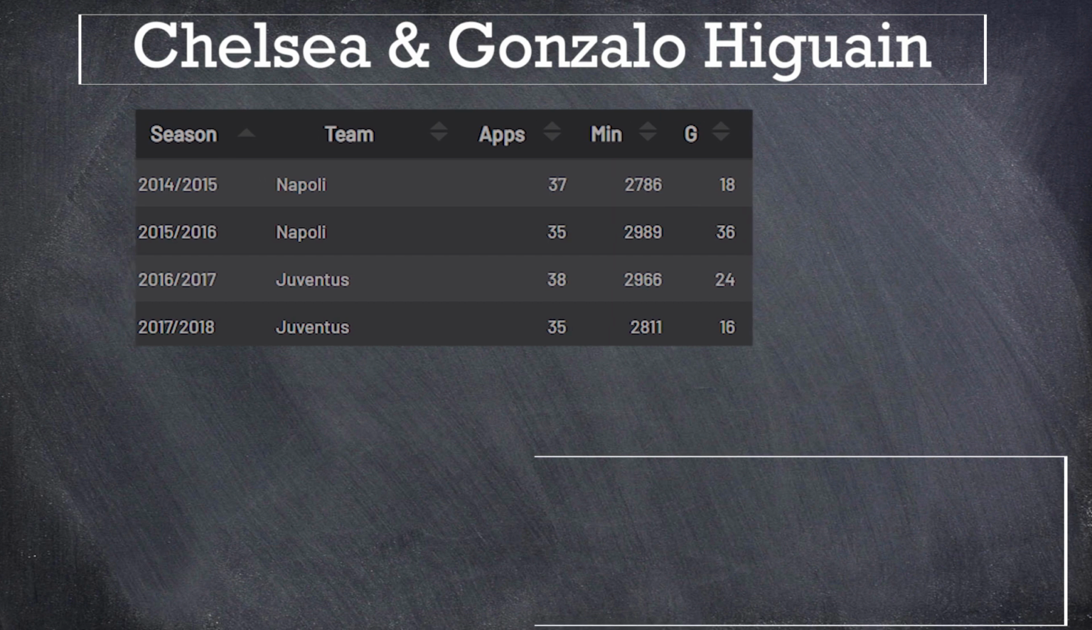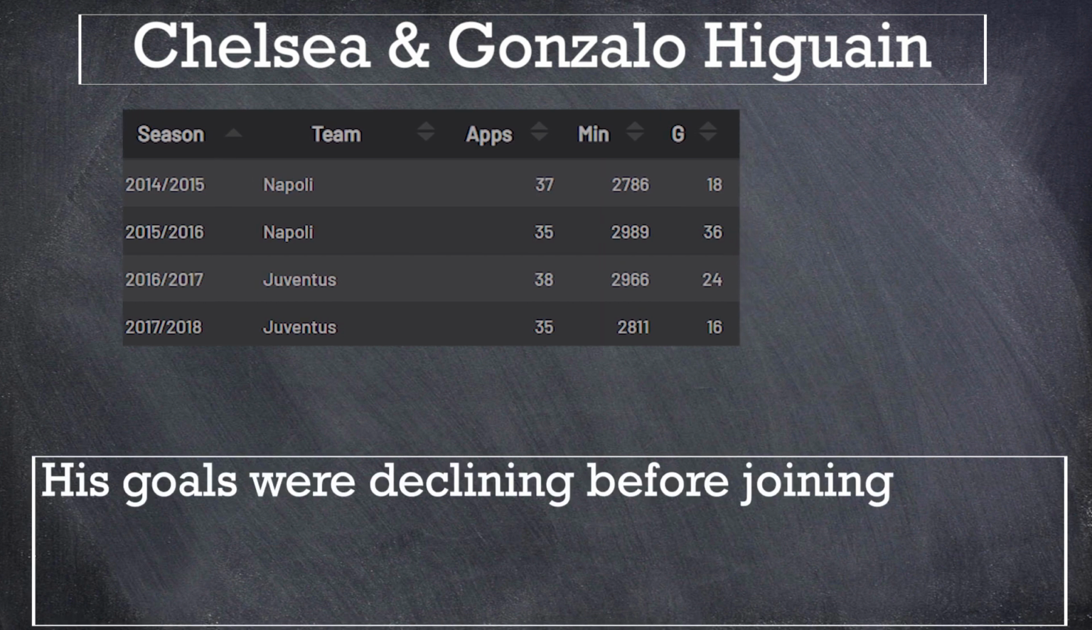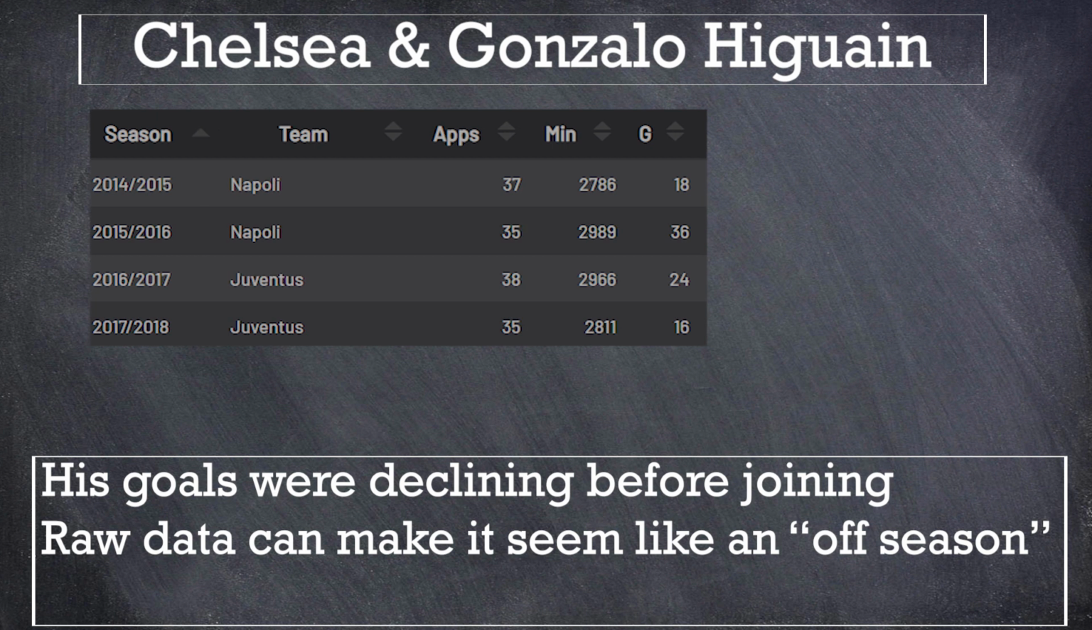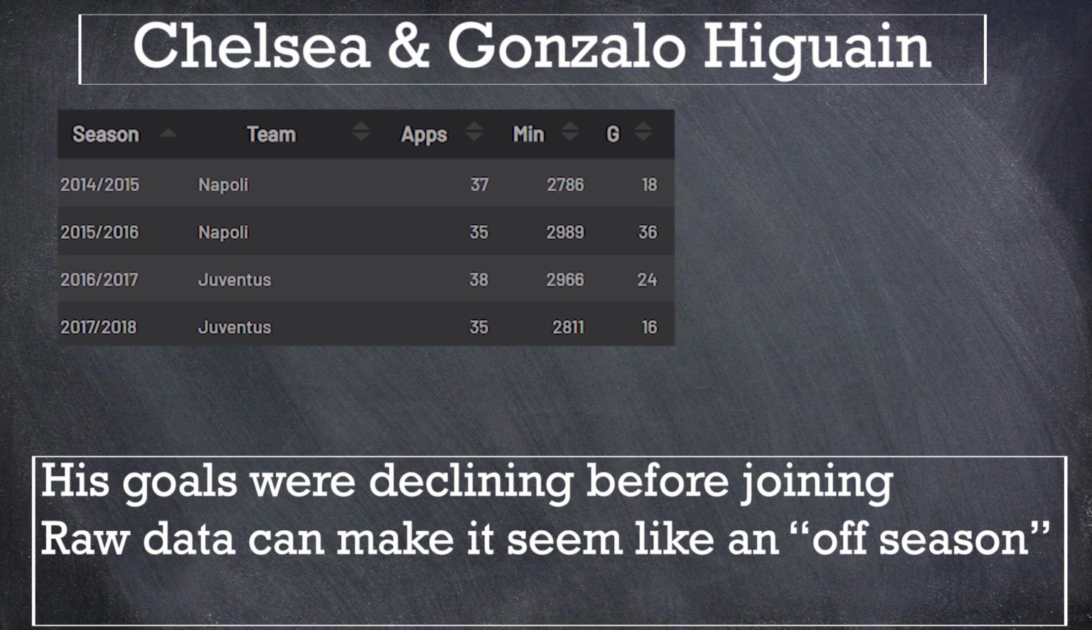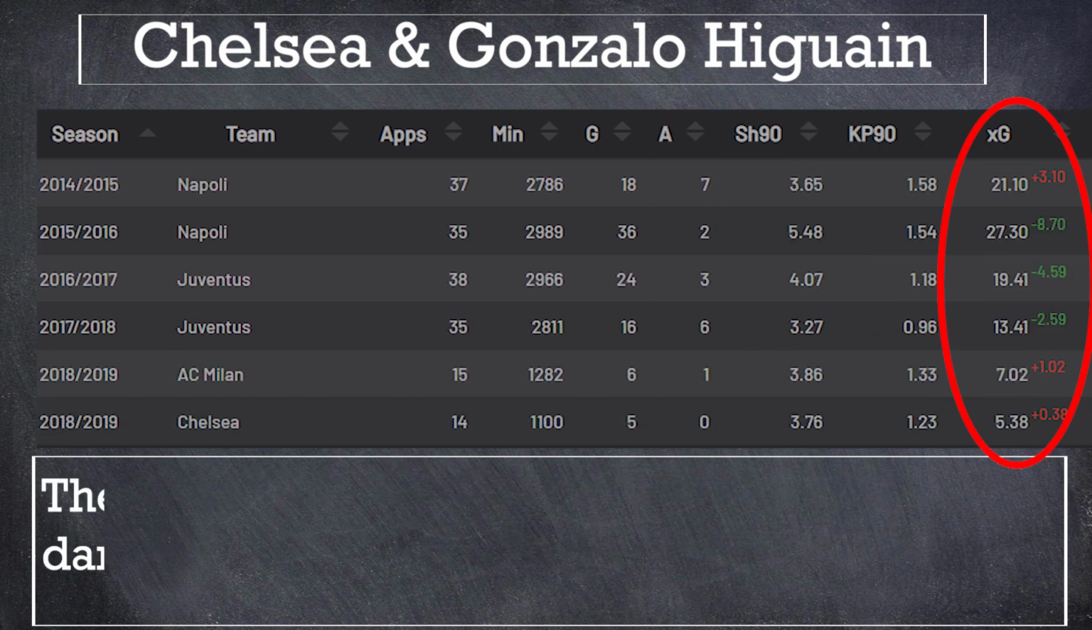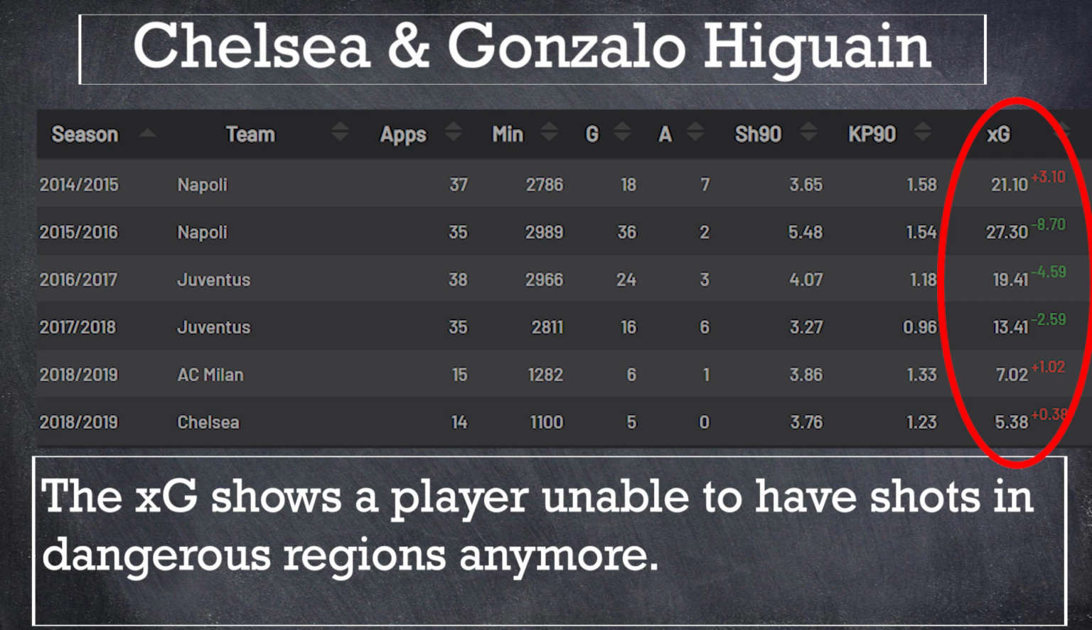As you can see, his goals may have been dropping, but when looking at the raw data, it can be tempting to give a player the benefit of the doubt that this may have just been an off-season. But by looking at the XG, they would have been able to see that this wasn't a case of a player being unlucky with his finishing. Instead, this would have signified a player unable to get into dangerous positions anymore.